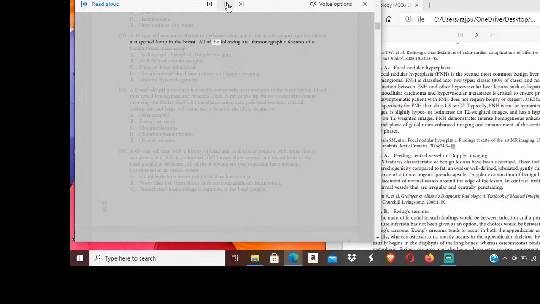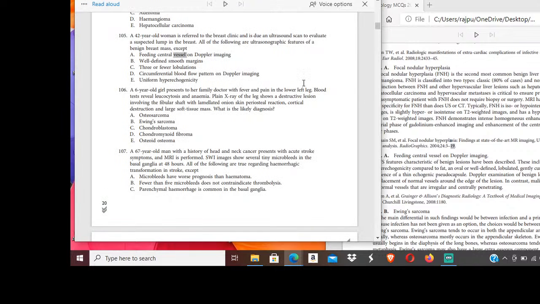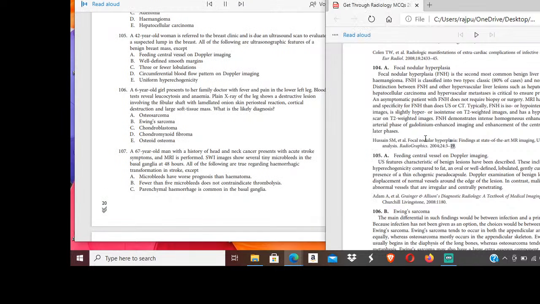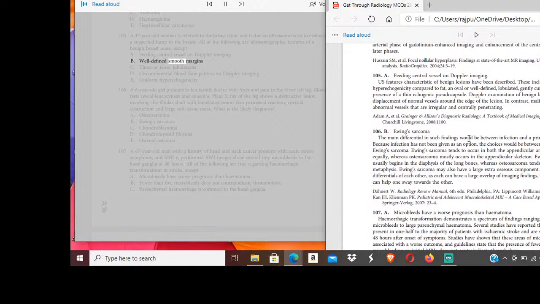Lump in the breast. All of the following are ultrasonographic features of a benign breast mass, except: A. Feeding central vessel on Doppler imaging. B. Well-defined smooth margin. C. 3 or fewer lobulations. D. Circumferential blood flow pattern on Doppler imaging. E. Uniform hyperechogenicity.